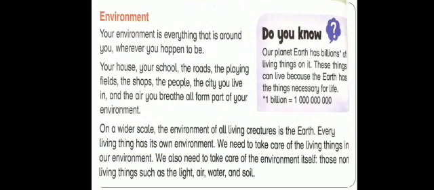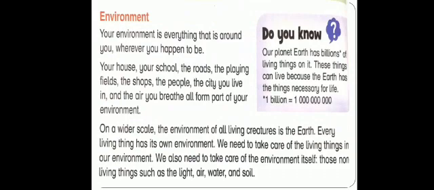So, the first topic is environment. Your environment is everything that is around you wherever you happen to be. Your house, your school, the roads, the playing fields, the shops, the people, the city you live in, and the air you breathe all form part of your environment.